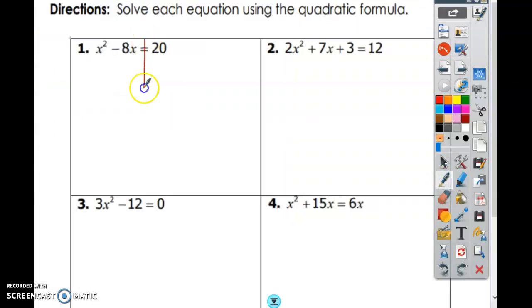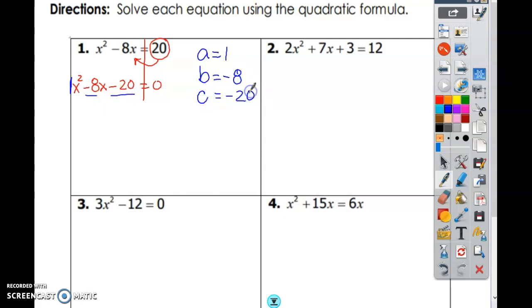Problem number 1, all we need to do is move this over, change the sign. So I have x squared minus 8x minus 20 equals 0. Okay, I'm going to write down the numbers, and you're going to go type them in Desmos. My A is 1. It's right there. My B is negative 8. And my C is negative 20. Pause the video, go type them in Desmos, and see what both answers give you.